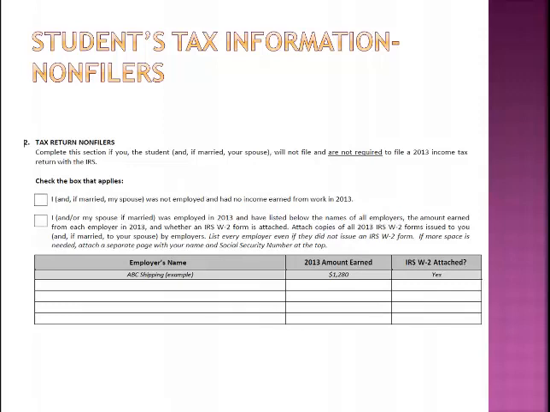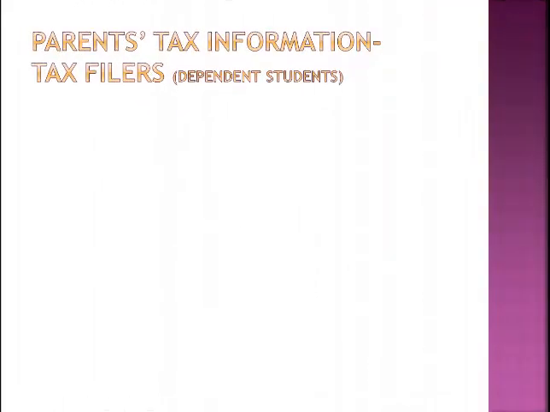If you and your spouse did not file a tax return, you will complete the non-filer section. Check the first box if you and your spouse did not work at all. If you or your spouse worked but were not required to file taxes, check the second box. List all employers, the exact amount earned, and attach all W-2s.